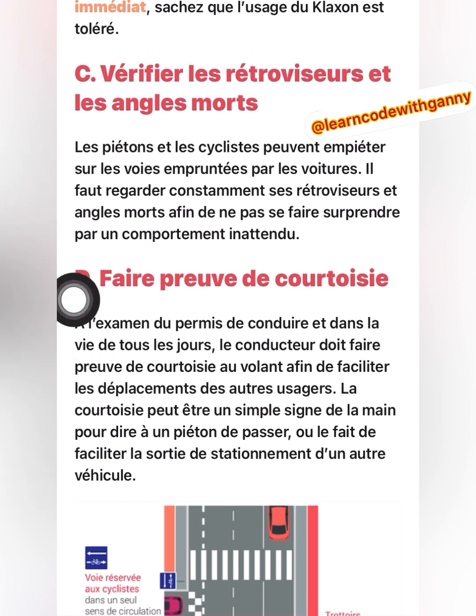Then the D part is going to be courtesy. That is what you have to be when you are driving, and what you are going to do when examining the driver license. In everyday life, a driver must be very courteous while driving to facilitate the travel of the other users. Courtesy can be a simple wave of the hand to tell a pedestrian that you want to pass, or you can wave to facilitate the exit of another vehicle from a parking.